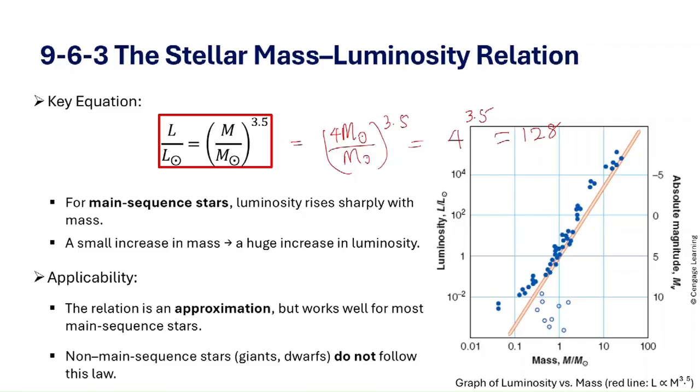Now to summarize, the stellar mass-luminosity relation shows that small differences in mass lead to dramatic differences in luminosity for main sequence stars. So this relationship is fundamental in stellar astronomy and helps astronomers understand how stars generate energy and evolve. Remember, non-main sequence stars do not follow this simple relation. But for main sequence stars, it provides a powerful tool for predicting luminosity from mass.